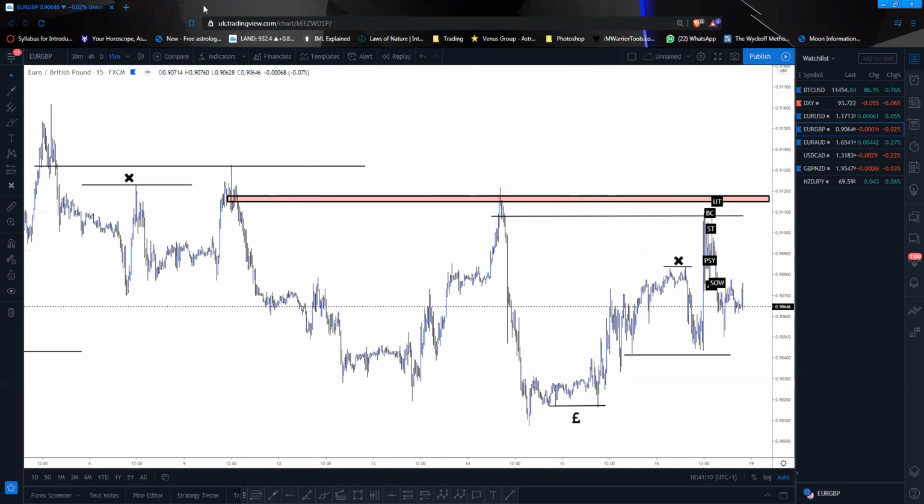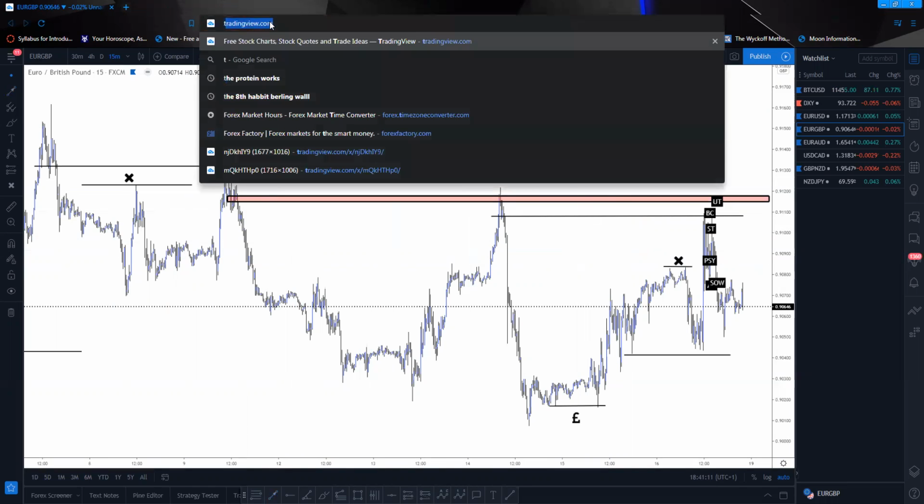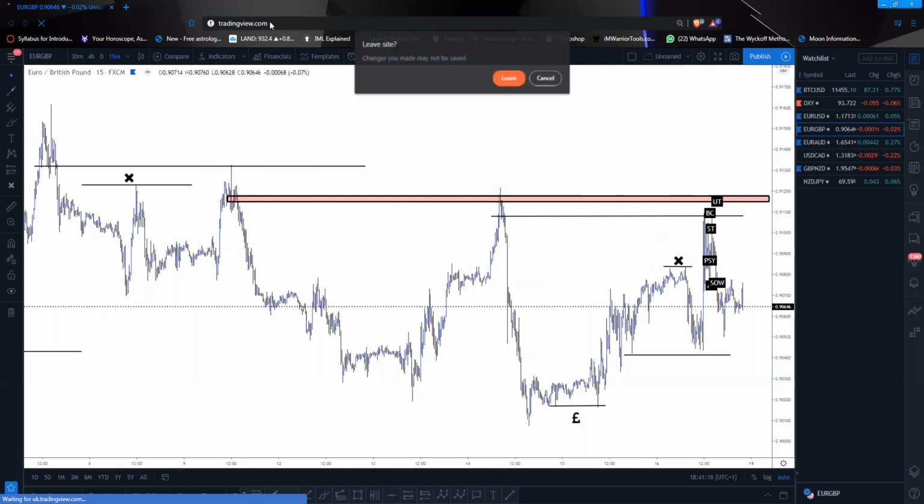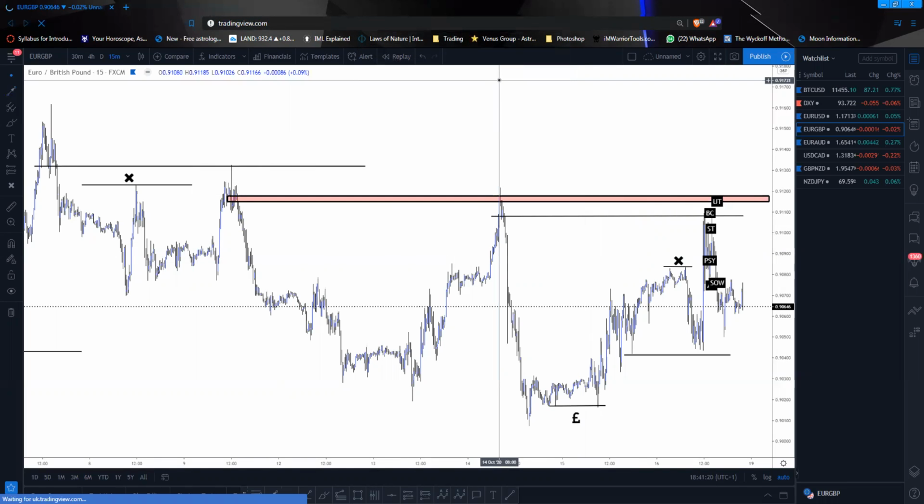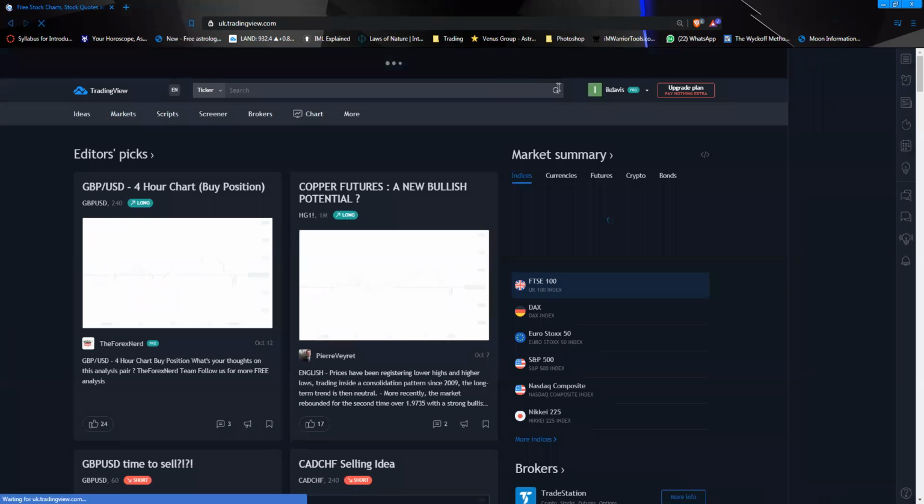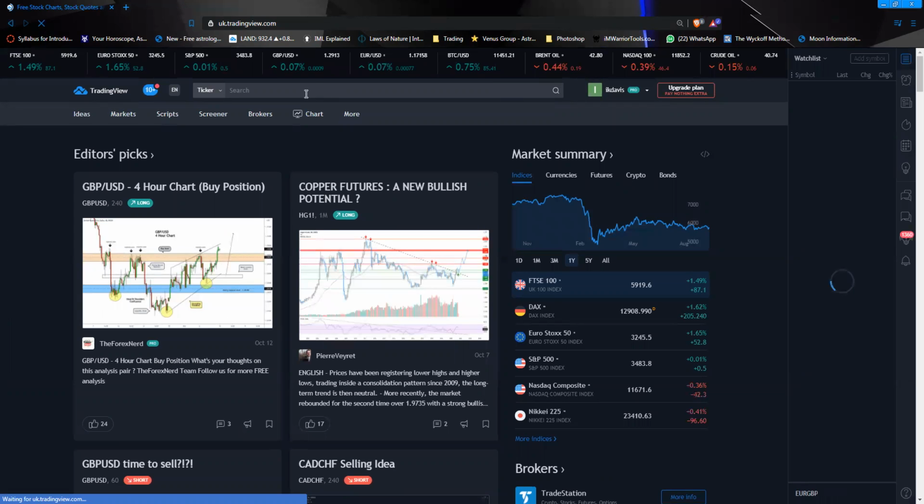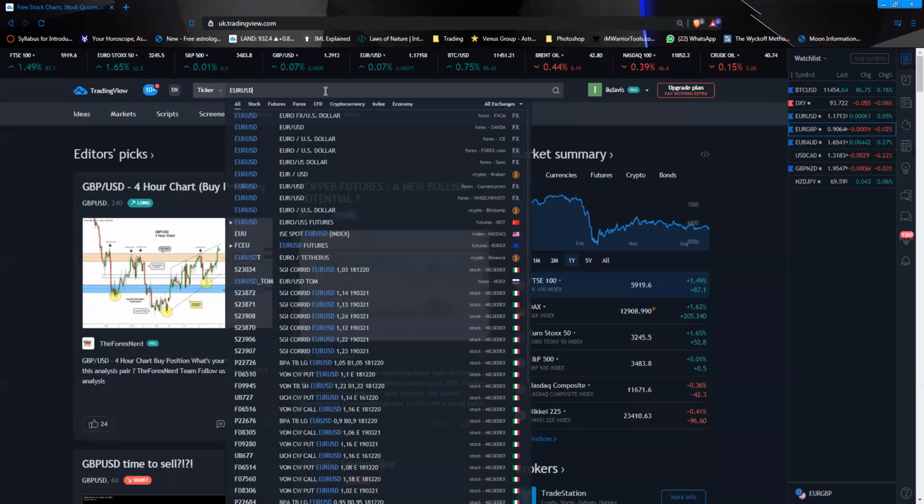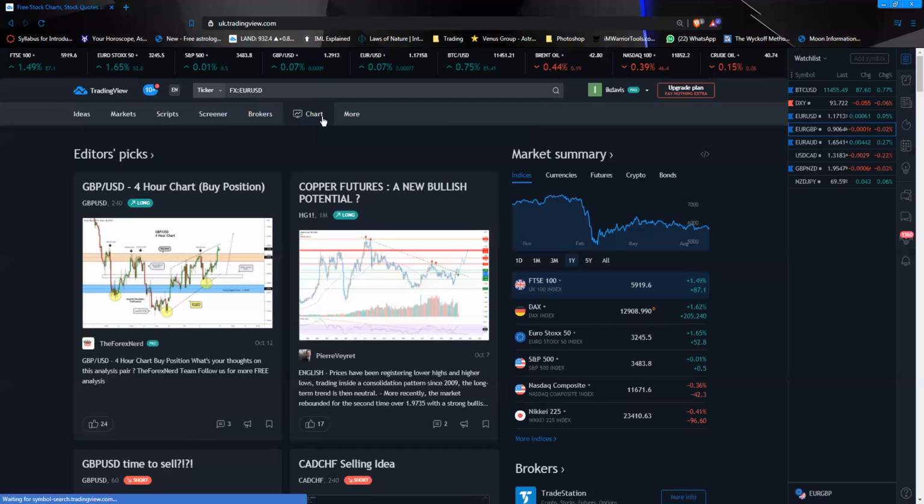So the website that I'm actually using now is something called TradingView. TradingView is a free website, obviously, to analyze your charts. So you just come to tradingview.com. Now, myself, I do have the paid version of TradingView because it lets me use the replay feature. So let's just come to a currency pair, let's just say EUR/USD.